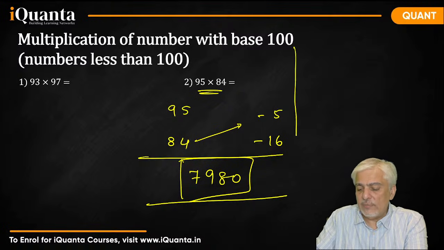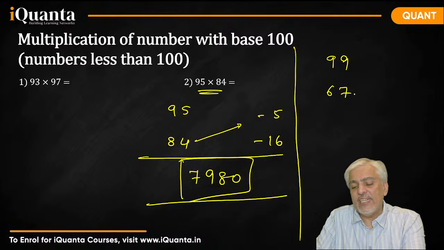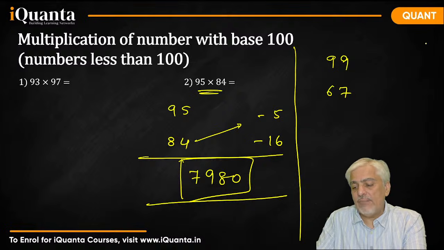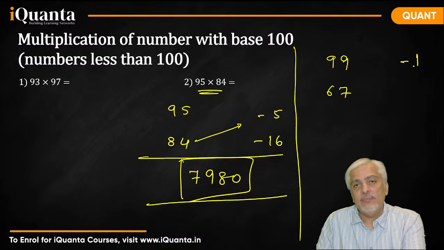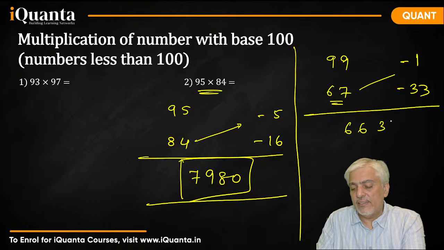I can use this method even if I want to do a 99 into 67. It works here too. 99 minus 100 is minus 1. 67 minus 100 is minus 33. 67 minus 1 is 66. 33 ones are 33. So 6633.